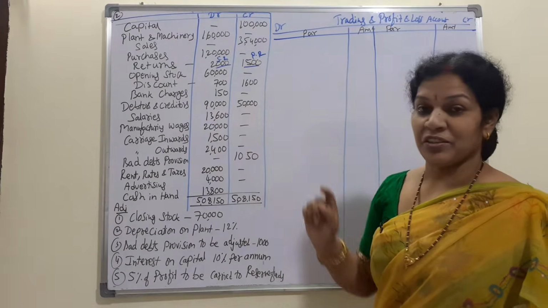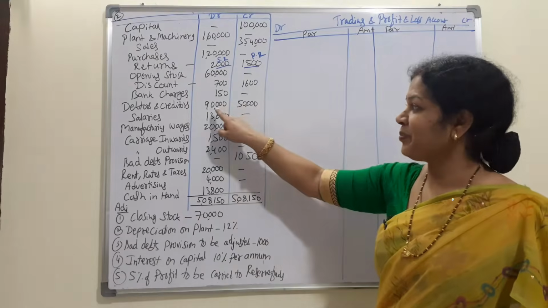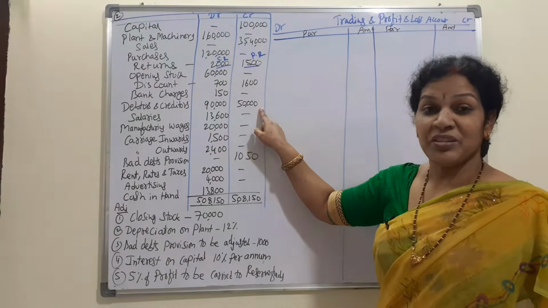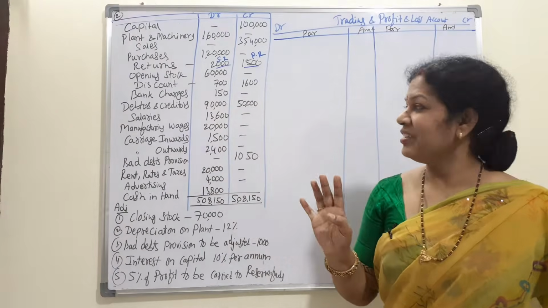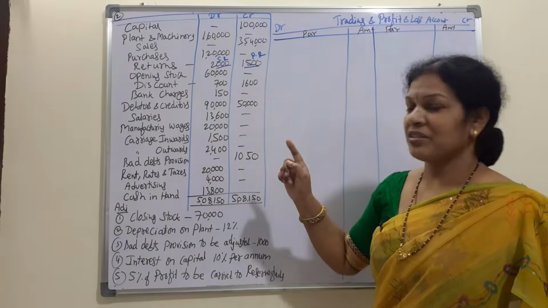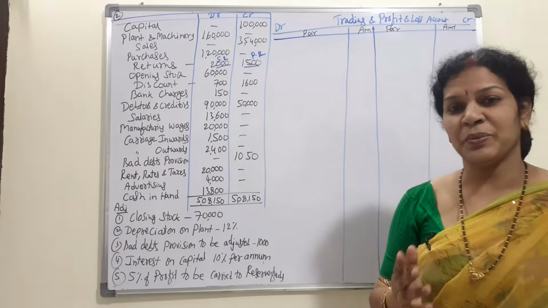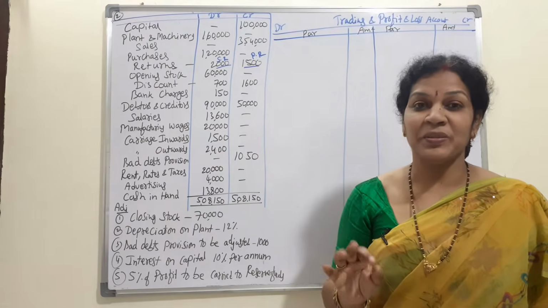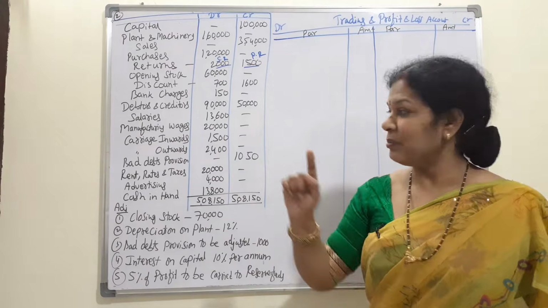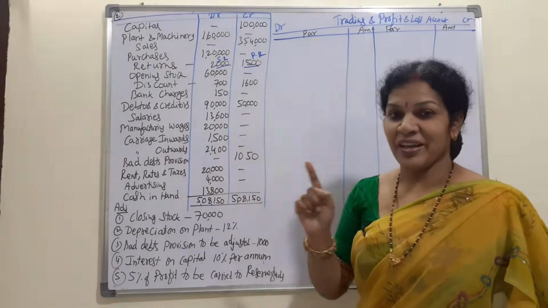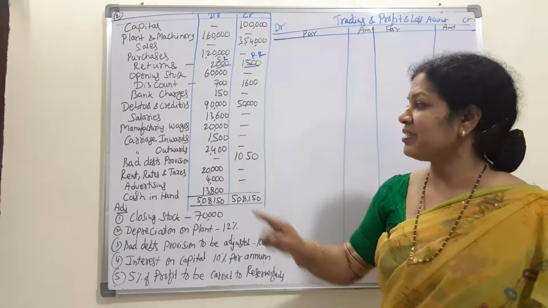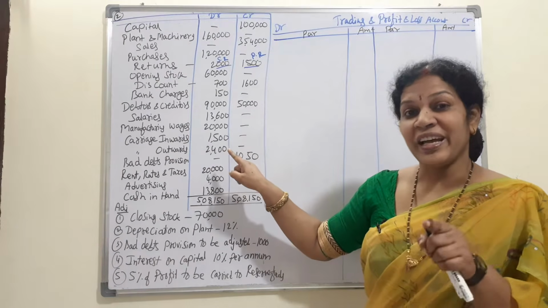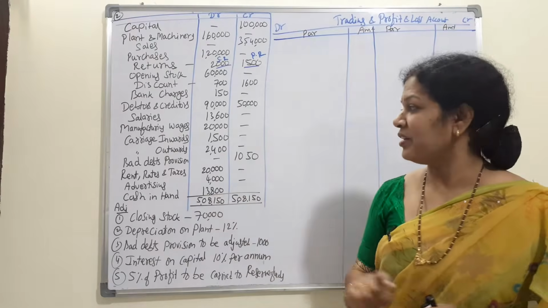Next, debtors and creditors, both given together. 90,000 is debtors, an asset; 50,000 is creditors, a liability. Salaries 13,600, this is also an indirect expense, P&L account debit side. Manufacturing wages, this is a direct expense, it comes in the trading account debit side. Carriage inwards, direct expense, trading account debit side. Carriage outwards, indirect expense, so P&L account debit side.